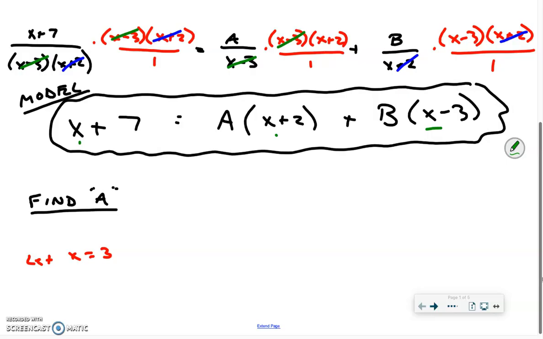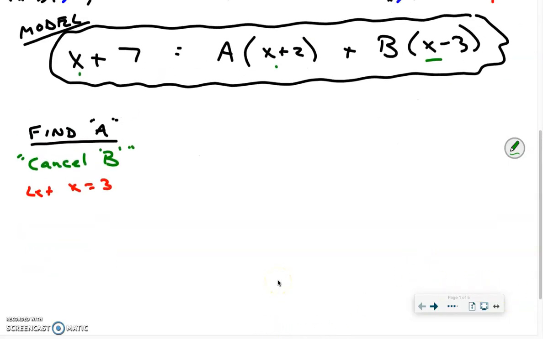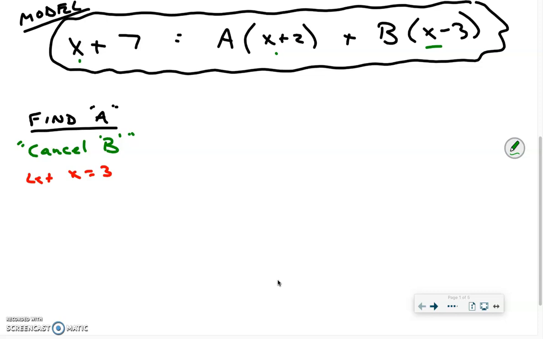So here's the catch. When we find a, what we want you to think is what we're really doing is trying to cancel b. Okay? That's really what we're trying to do. What's the value of x that's going to cancel b? And then from there, it's literally just plug into your model. We said that to cancel b, we're going to let x equal 3. So that means we're going to rewrite this. Everywhere that I see an x, I'm going to put a 3.